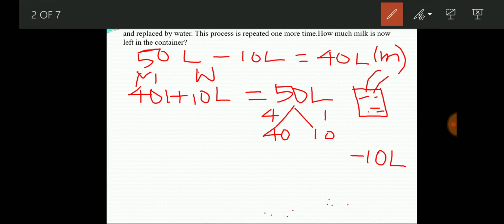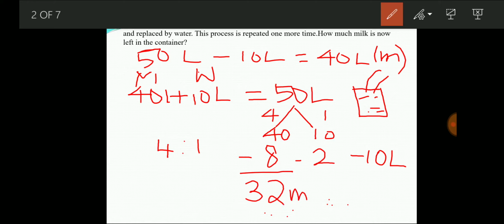So 4 parts will be milk and 1 part will be water. 5 parts is 10 liters, so 1 part is 2 liters. So 2 liters of water is removed and 8 liters of milk is removed, because it comes out in the ratio 4:1. So I'll have 32 liters of milk and 8 liters of water, which is 40 liters. But for the process to be completed, I should add that 10 liters of water along with this.